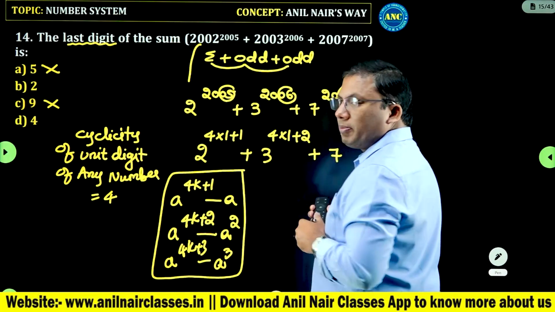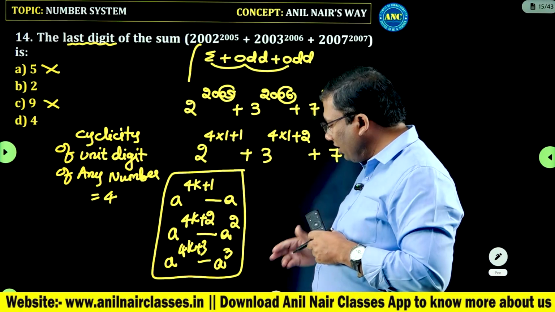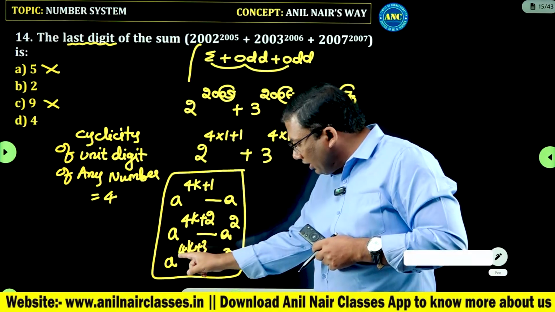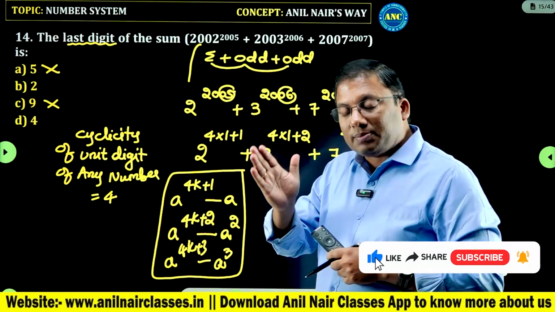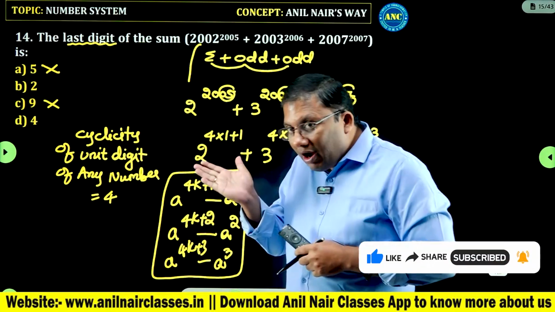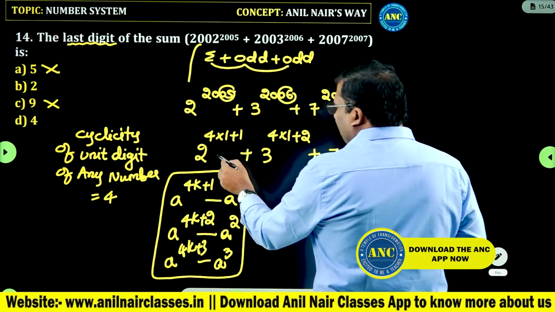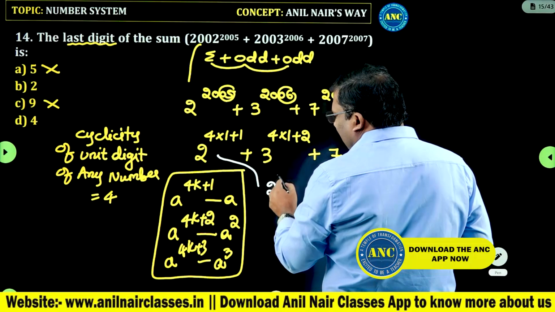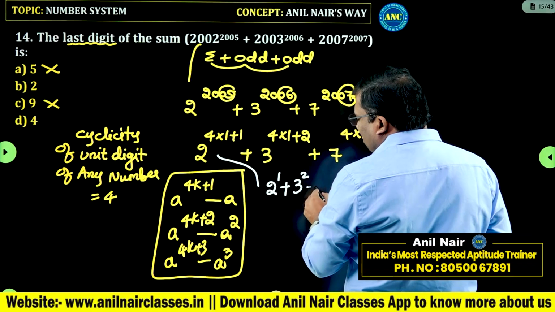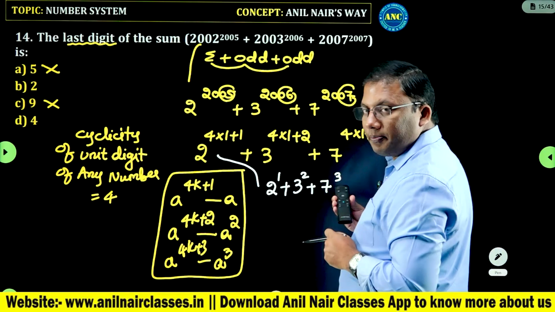A power 4k plus 1 it is A, A power 4k plus 2 it is A square, A power 4k plus 3 it is A cube. So A cube is there. After 4 steps the unit digit gets repeated. A square is there. After 4 steps unit digit gets repeated. So here A power 4k plus 1 it is A. Here A power 4k plus 2 it is A square. Here A power 4k plus 3 it is A cube.